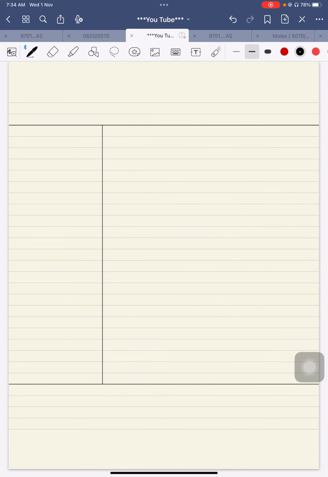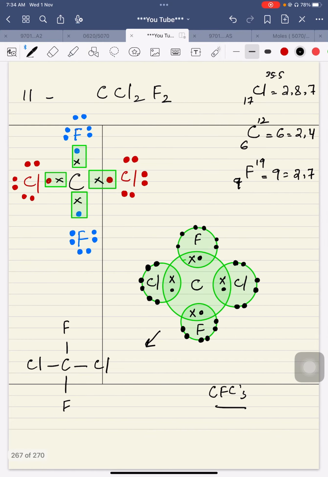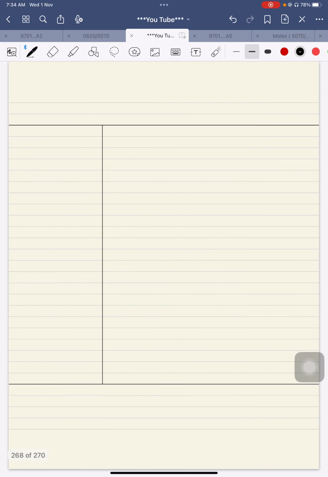Hey guys, welcome back to covalent bonding. We were practicing covalent bonding, and this page is telling us that we are done with 11 compounds and structures related to covalent bonding. And this is a structure for CCl2F2. Okay, let's start another. And this is number 12 right now.